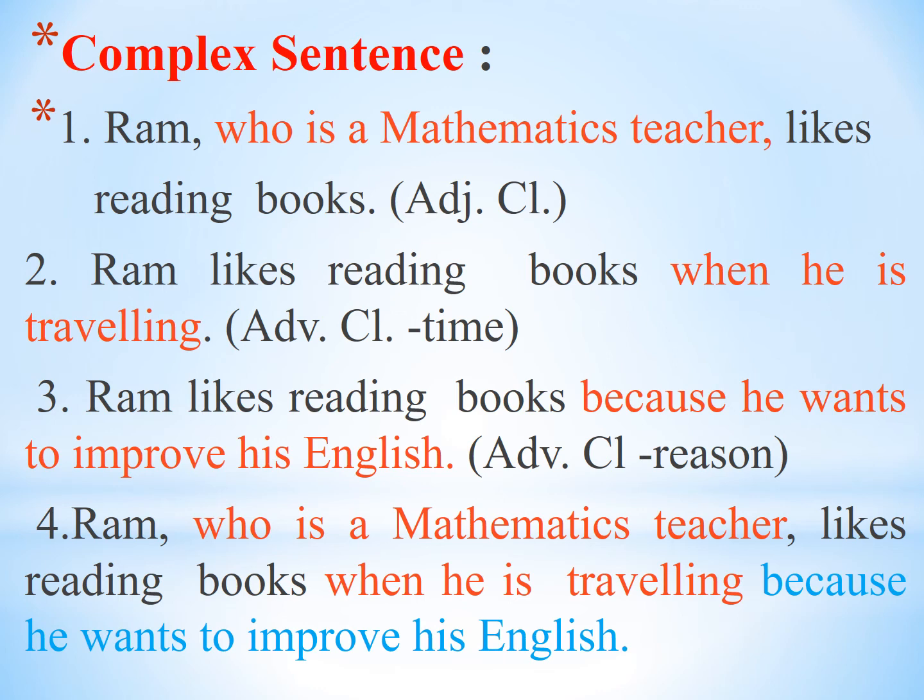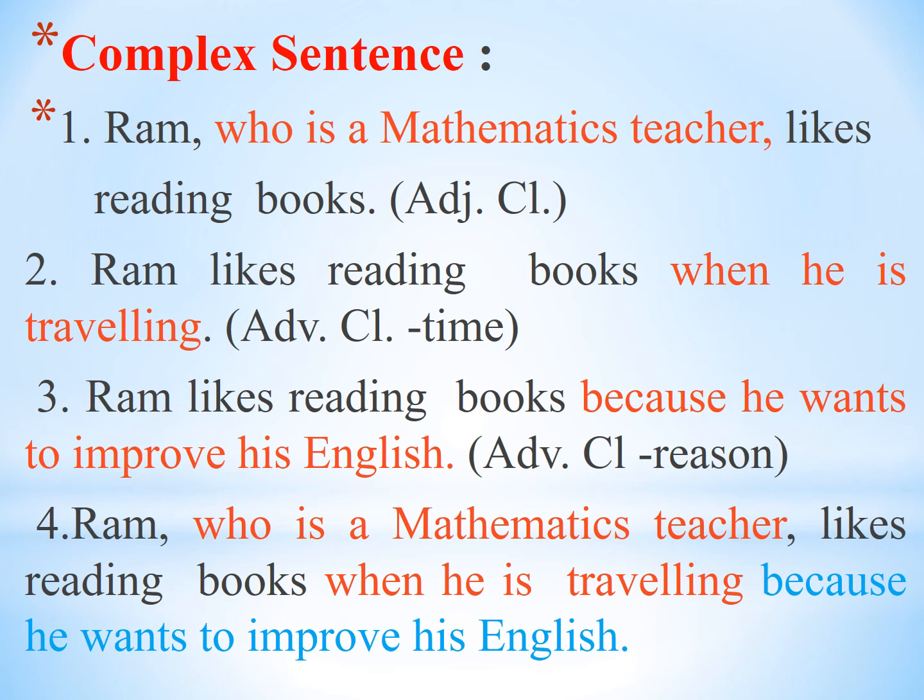Third: Ram likes reading books. This is an independent clause. Because he wants to improve his English. This is an adverb clause of reason. Ram likes reading books. Why? Because he wants to improve his English. "Ram likes reading books" is an independent clause. "Because he wants to improve his English" is a dependent clause.